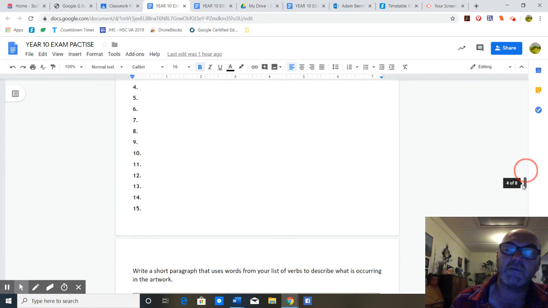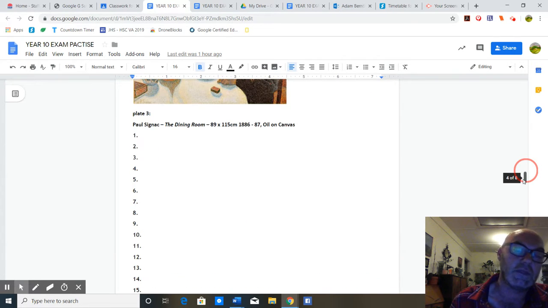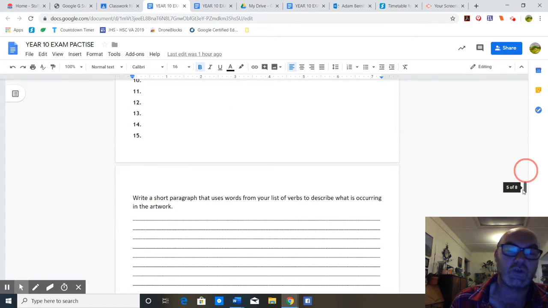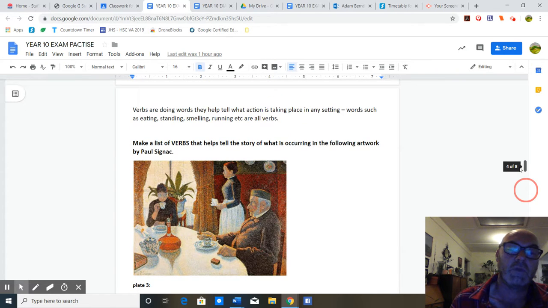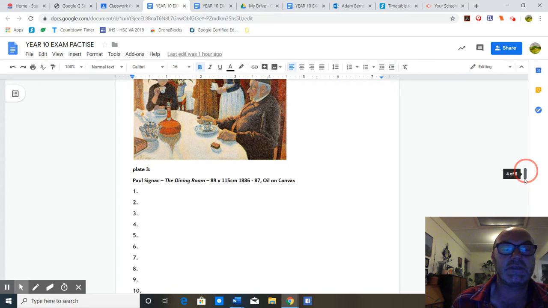If again you can get 15, you're doing well. If you get 10, that's also pretty well. Less than 5, you may be struggling. Then I want you to write a short paragraph that uses the words from your list of verbs to describe what is occurring in the artwork. The man is sitting at the table doing something. He is in the company of a woman who is sitting at the table doing something, etc.